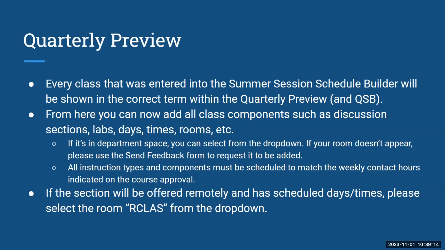So every class that was entered in the SSSB will be shown in the correct term in the quarterly preview. And that's one thing to keep in mind: because there are 3 terms in summer that are supported within the ISA, so S1, S2, and S3, you need to make sure to finish your schedule builds in each of those terms.